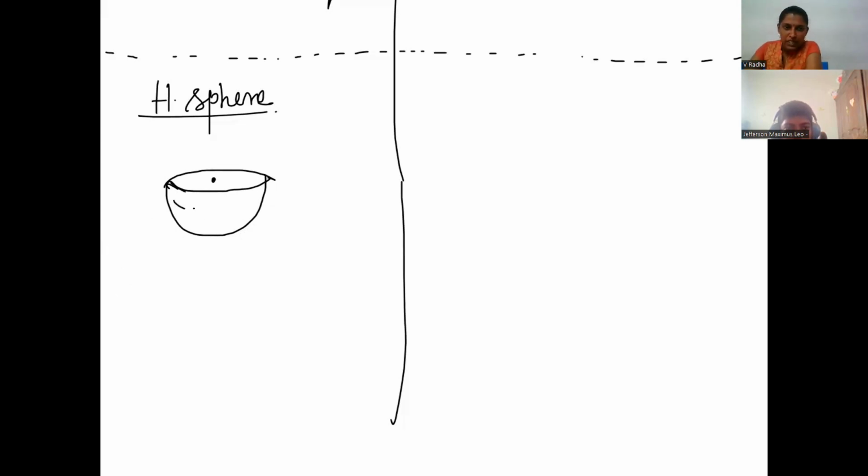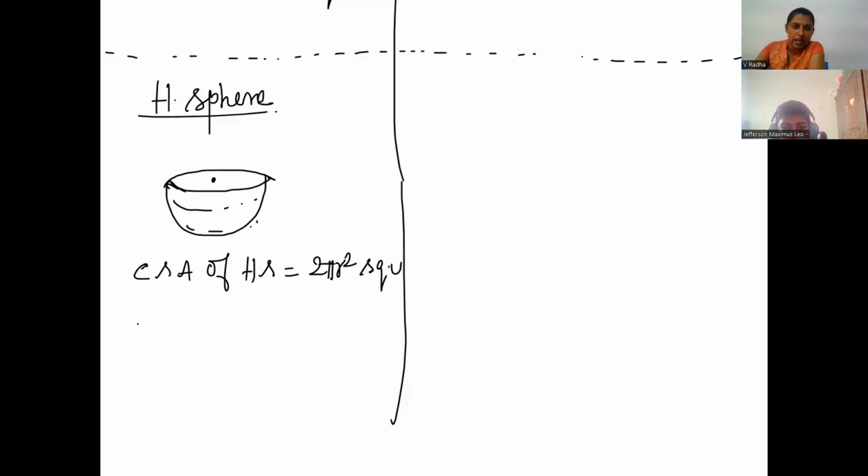Now hemisphere: this is a CSA, and including the top means TSA. CSA, curved surface area of a hemisphere, is equal to just 2 pi r square. Because the full sphere has an area of 4 pi r square, the hemisphere has an area of 2 pi r square. These are square units. And TSA means top also covered. So what is the formula for TSA? Try to say.